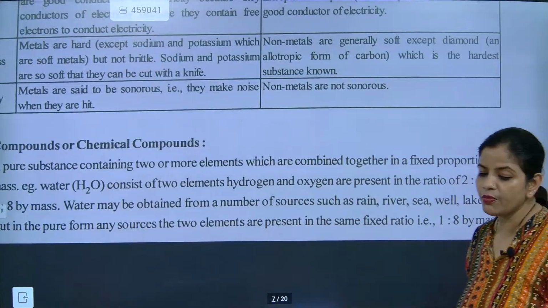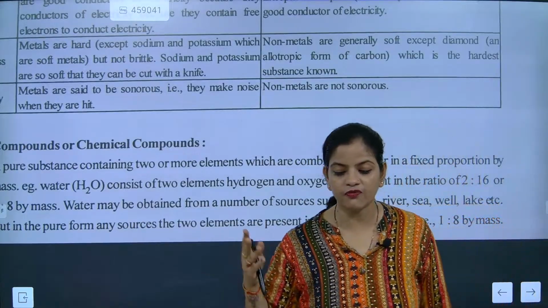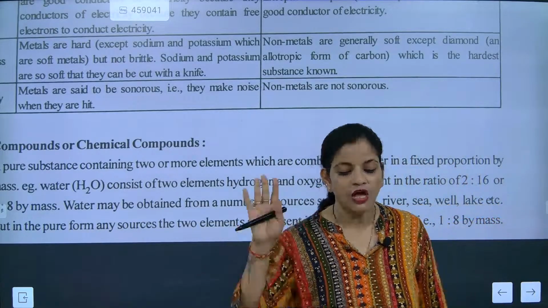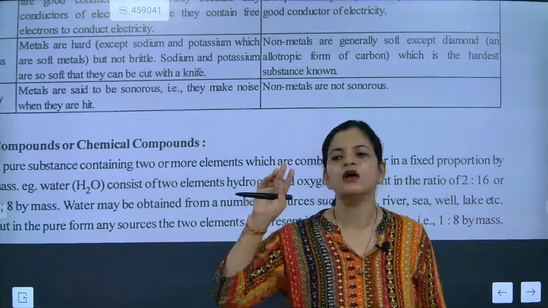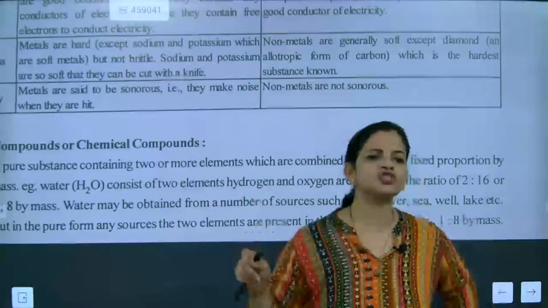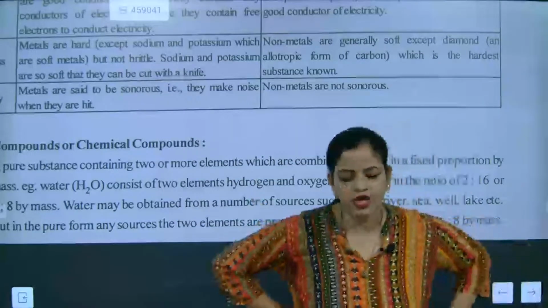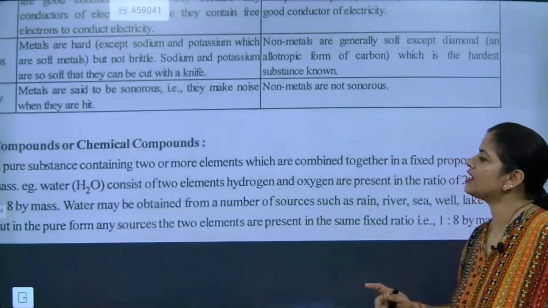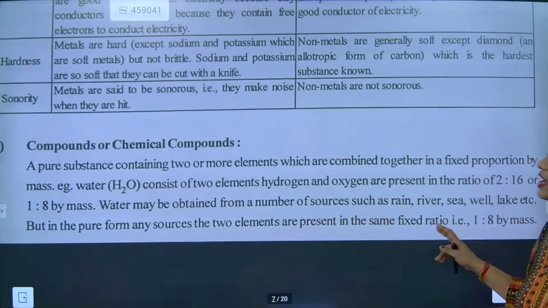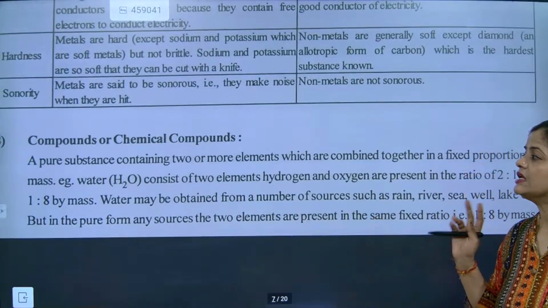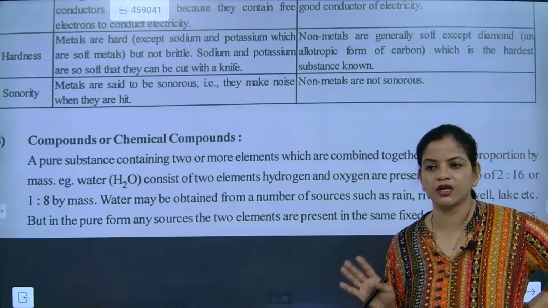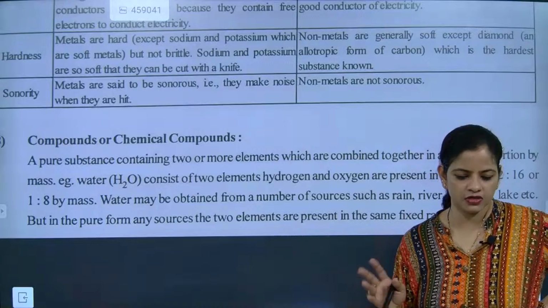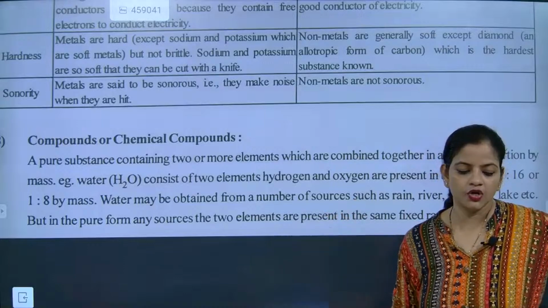So it is not important from which source you are bringing the water. What is the ratio by mass? 1:8. I hope you understood this. So to make a compound or chemical compound, we need the elements in fixed proportion, and then specific elements will be joined together to make the compound.